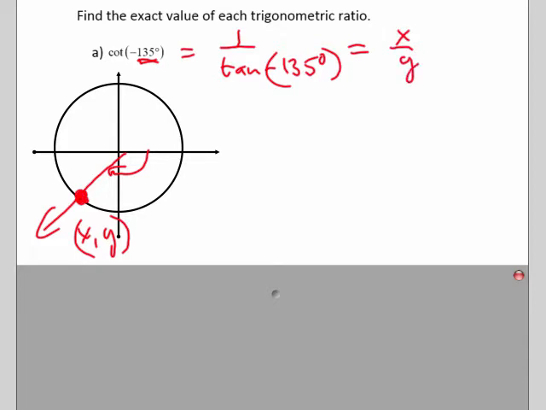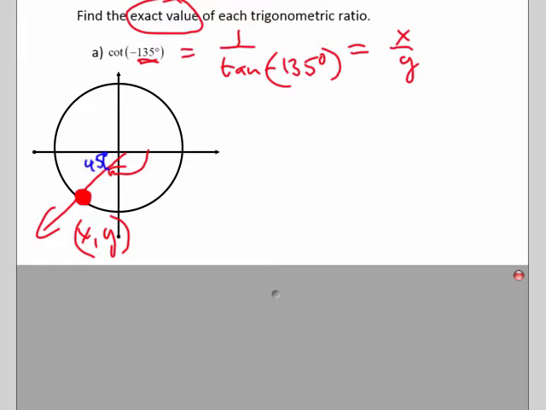So what I need to know are the x and y coordinates. I can use either a unit circle here or a non-unit circle. The other thing to keep in mind is that we can't really use a calculator for this, because it says to find an exact value, and a calculator is going to give us a decimal approximation. So we need to know this x and y coordinate. We can do that because you'll notice that the reference angle here is 45 degrees.